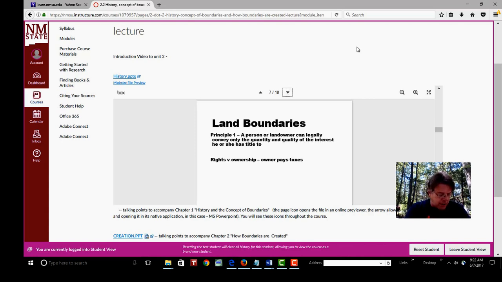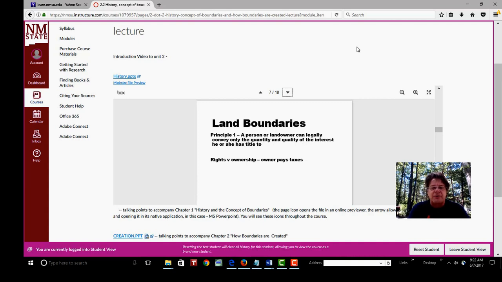We continue on, and we're at slide 7 of this particular chapter, and we begin to see the principles that come in. And principle 1 of this chapter 1 says that a person or landowner can legally convey only the quality and quantity of the interest that he or she has title to. Now, that's kind of simple. It's easy to understand. You can't sell that which you do not own.